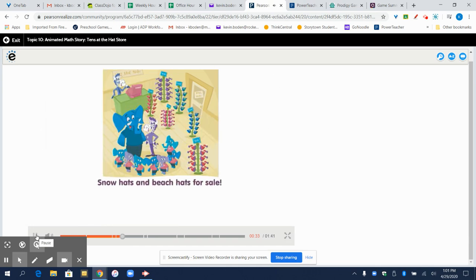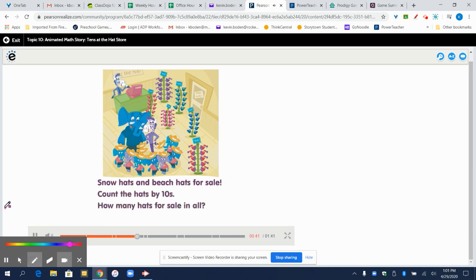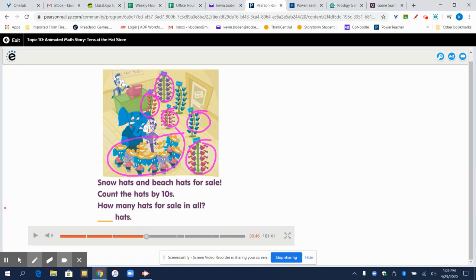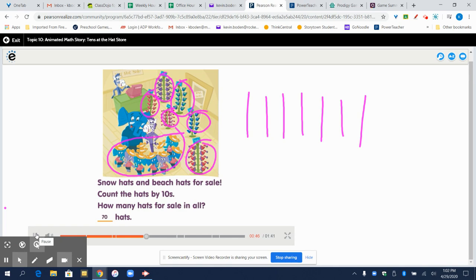Snow hats and beach hats for sale. Count the hats by tens. How many hats for sale in all? All right, let's do the same thing. Let's count the tens. I see a bunch of tens down there. 1 ten, 2 tens, 3 tens, 4, 5, 6, 7 tens. 7 tens is the same as what number? 10, 20, 30, 40, 50, 60, 70. I drew 7 tens, and 70 should be our answer. Let's see if we got 70. 70. Yeah, keep up the good work, you guys.